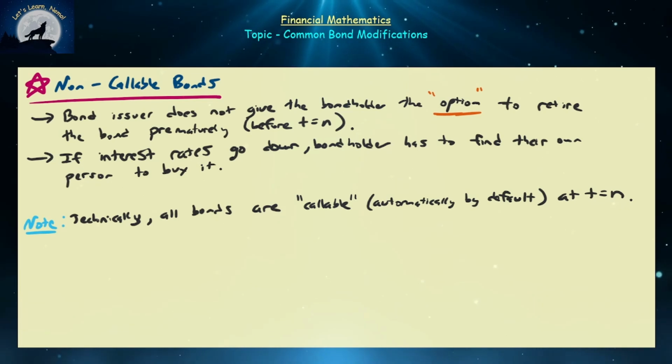So if interest rates go down, then the bondholder has to find their own person to buy it, right? And that can be extremely annoying. Maybe you need that money at that time, or maybe a percentage of that redemption value.